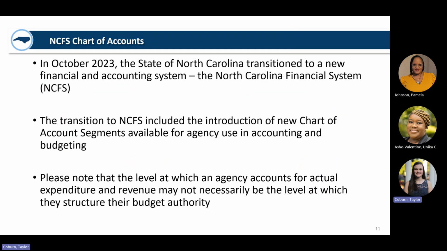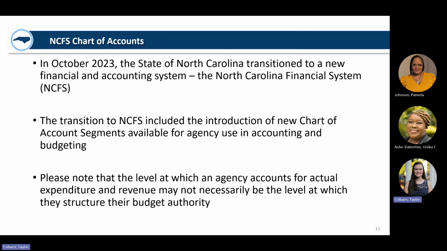Now that we've discussed how budget amounts are derived, let's discuss the NCFS chart of accounts. The state transitioned to NCFS in October of 2023, which included use of a new chart of account structure. While there are many new chart of account segments, not all are required to be used by agencies.